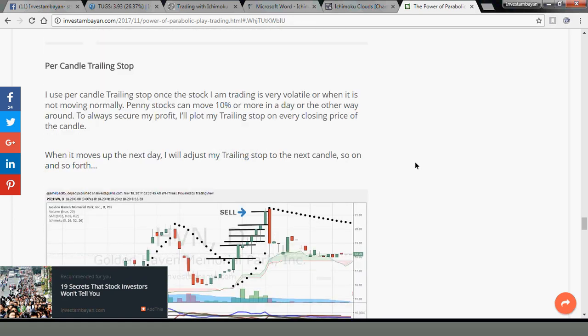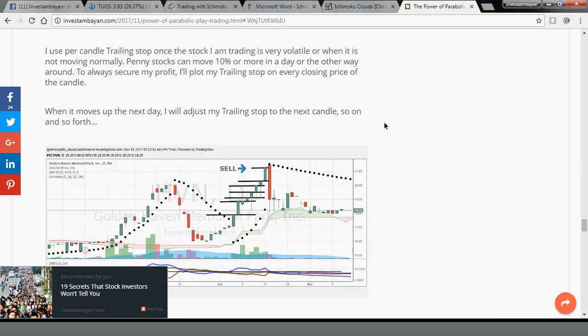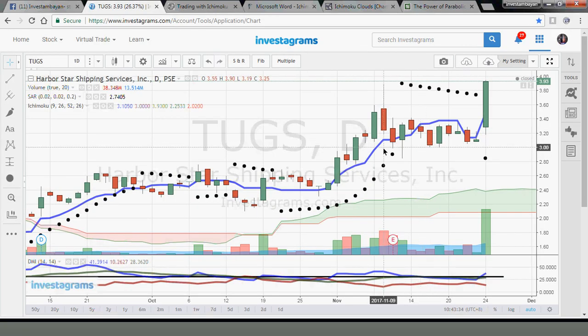Now, let's go with per candle. Per candle trailing stop. I use per candle trailing stop once the stock I'm trading is very volatile. Yung sobrang magalaw ng mga stock. Yung kandila, sa abot ng 10 to 15% in one day. So, nakakatakot yun. Nakakalula din yun pag mga ganun. So, you have to really be careful. So, yun. Yung mga very volatile stock, then you can use per candle trailing stop. Paano ba gagamitin? Actually, madami na gumagamit nito. I'm also using this.